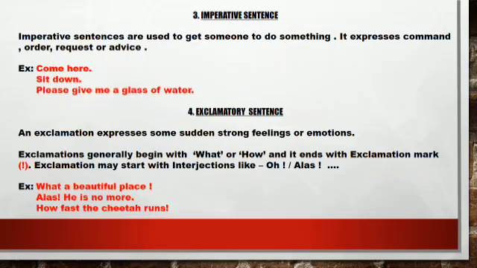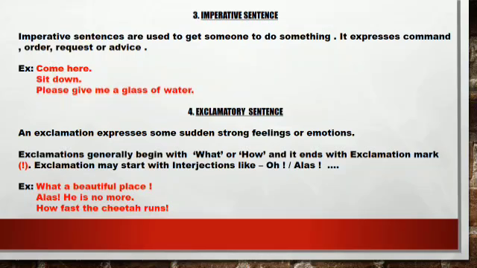Then next, number 4, exclamatory sentence. So what is an exclamatory sentence? An exclamation expresses some sudden strong feelings or emotions. Exclamations generally begin with what or how and end with an exclamation mark. Here you can find out the exclamation mark. An exclamation may start with interjections like oh, alas and many more.